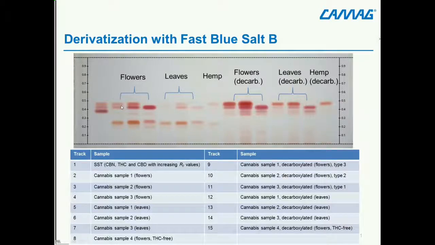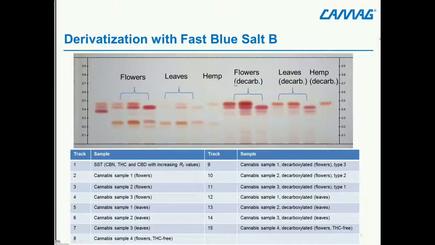So this is one that has high THC, where THC and CBD have more or less the same value. Then we have one with low THC and a lot of CBD, and then one that has only THC. The same samples, but then the leaves. Here this is flowers, this is leaves. And then we have here the hemp that has no THC, which would be at this position.